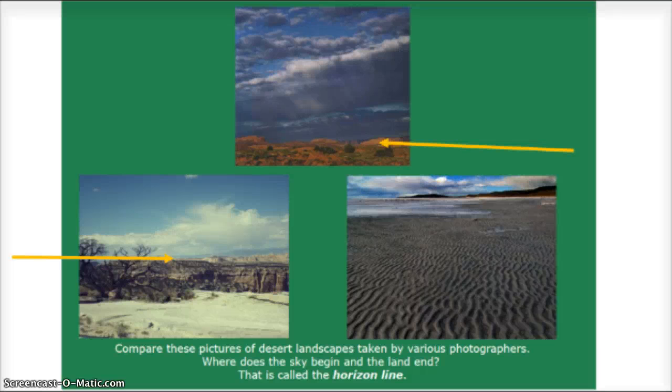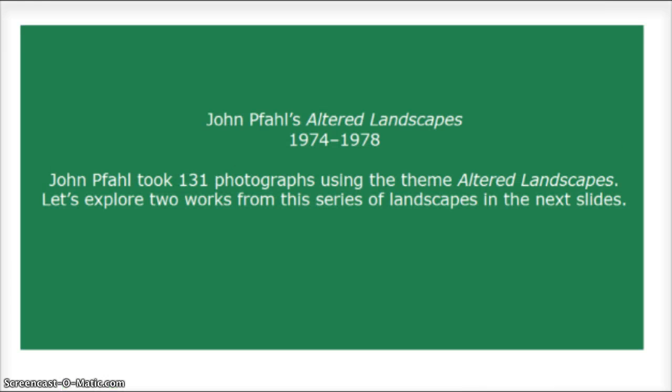In Photo 1, we talked about how to capture a strong composition with landscape photography. Let's take a look at this a bit further and create reason. John Fall's Altered Landscapes. John Fall took 131 photographs using the theme Altered Landscapes. Let's explore two works from this series of landscapes in the next slides.